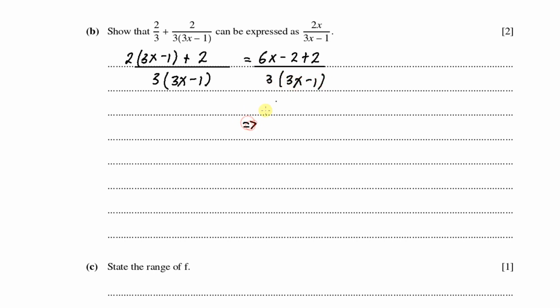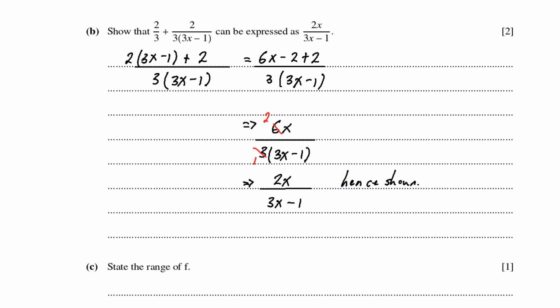This is going to give us, here we've got 6x, because minus 2 plus 2 is 0. And at the bottom, we have 3 of 3x minus 1. Now 3 divides into 6 2 times, so that we are left with 2x over 3x minus 1, and hence shown.